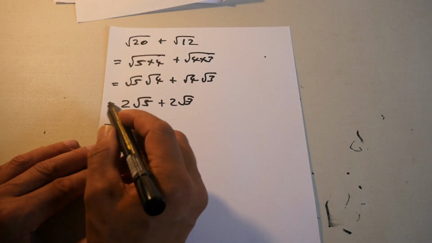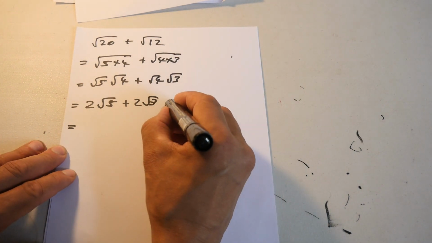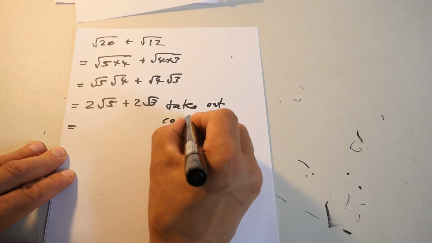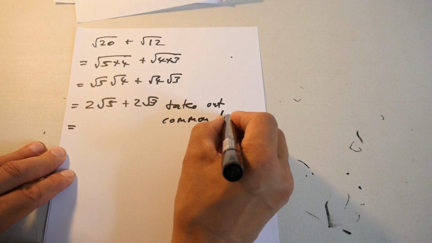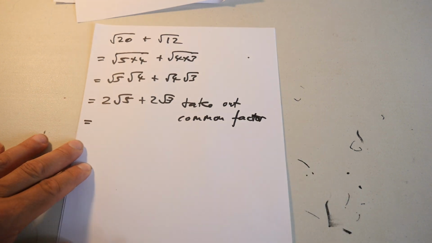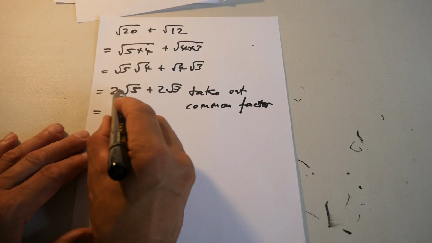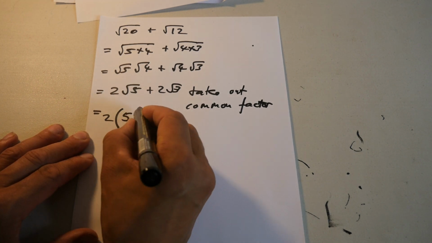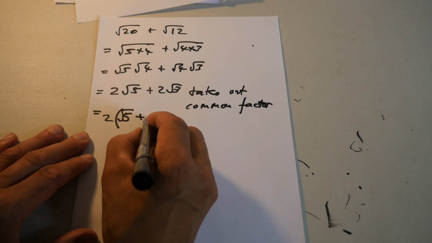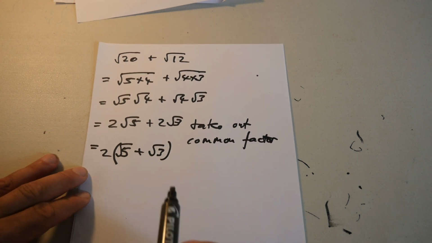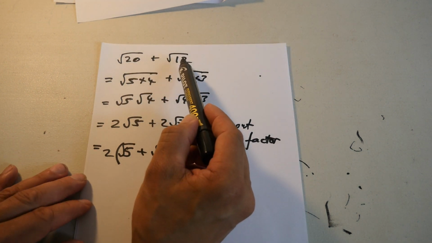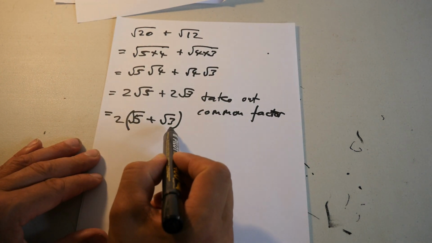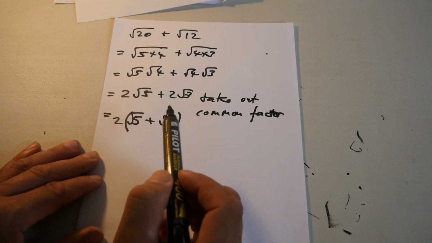And you could even take out a common factor. So that's 2, and then in brackets, root 5 plus root 3. So the square root of 20 plus the square root of 12 can be simplified down to 2 times the square root of 5 plus the square root of 3, or 2 root 5 plus 2 root 3.